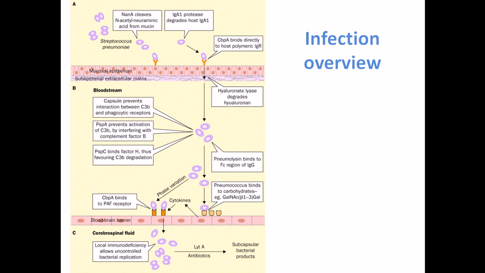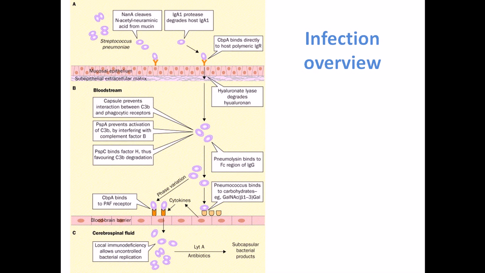On the other hand, they can also produce other factors like PspA, which prevents the activation of C3b, right? And it can also produce PspC, which binds factor H and also favors the degradation of C3b. So in all these aspects, producing capsules, PspA, PspC, PspB molecules, they are actually minimizing the interaction of C3b with the phagocytic receptors or phagocytic cells, and sometimes they are degrading those C3b.